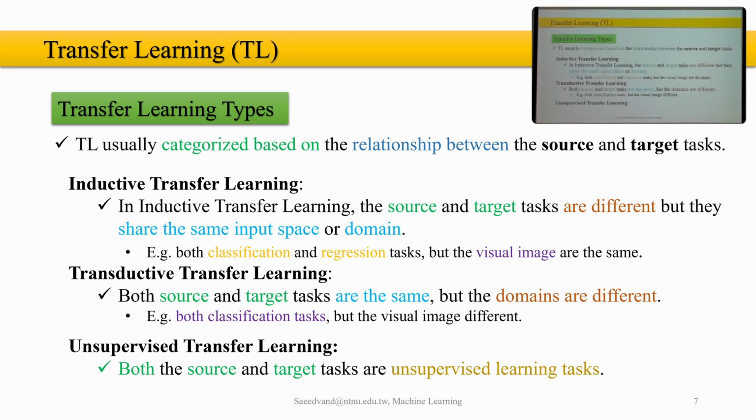As the third class, we have unsupervised transfer learning. In the transfer learning field, we say both source and target tasks are unsupervised learning, and they are totally different. We can say, okay, we have classification and regression tasks, for example, and on the other hand, the data is also totally different. So of course, it's obvious that this is the hardest one to achieve.